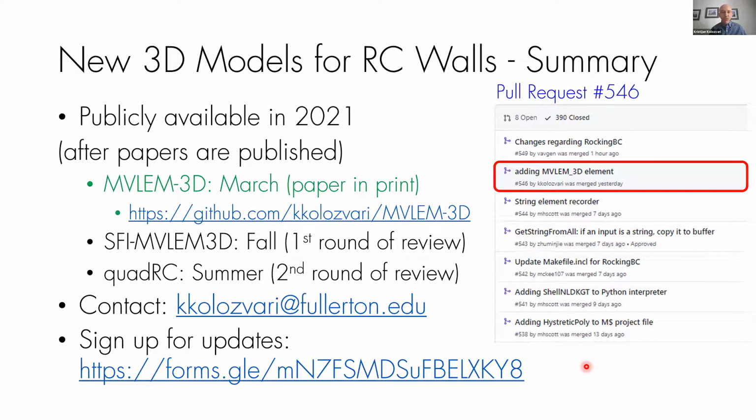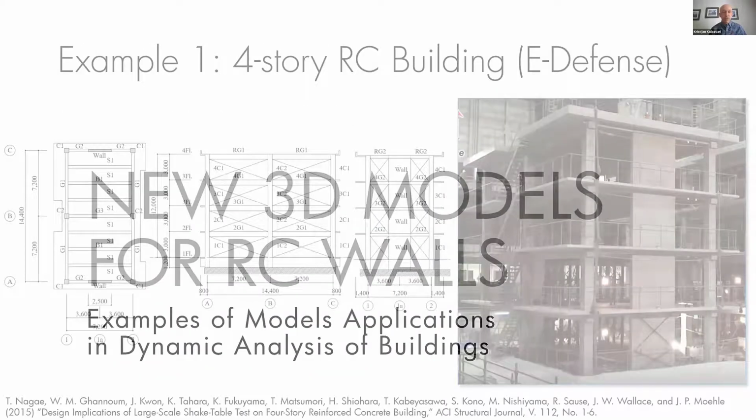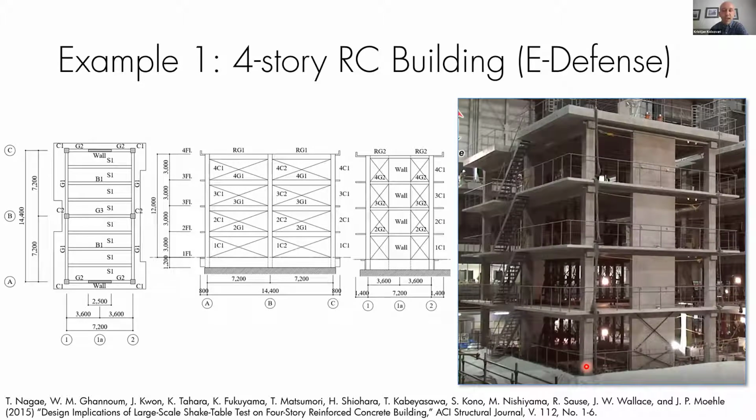And quickly, I want to go through some examples over here. Here's the first example of how we use these models to do dynamic analysis. The first example is the 4-story reinforced concrete building tested at the E-Defense Shake Table, I believe back in 2010 or something like that. So it's been a while, but this specimen has by now, I think, been analyzed a lot and is pretty well known.